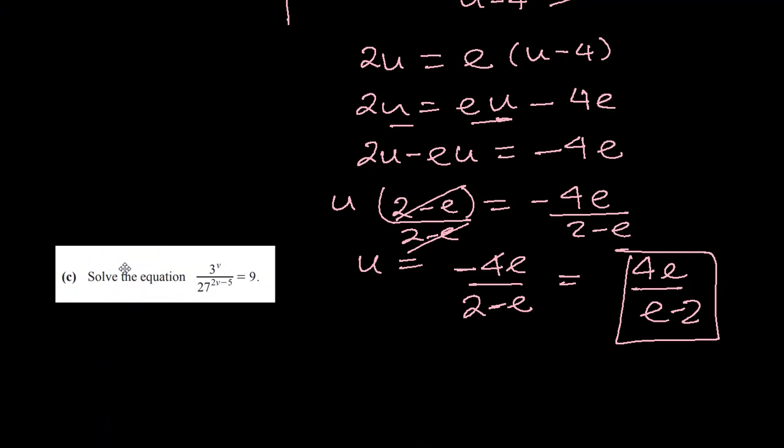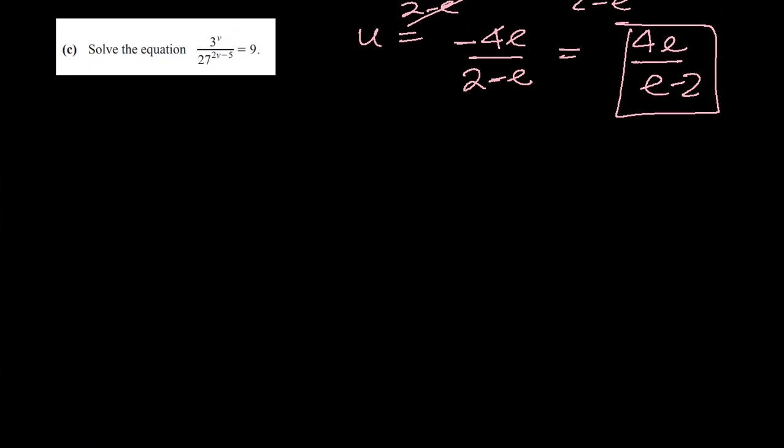Let's see what is the next one. Solve the equation, and it has some exponential expression, and we have to solve this again. So let's do it. 3 to the power y equal to 9, and I am taking this 27 to the power 2y minus 5 to the other side so that it becomes simpler. 9 times 27 to the power 2y minus 5. Done. Now this is 3.